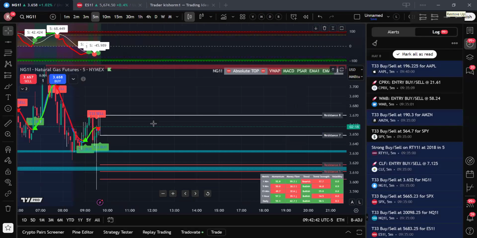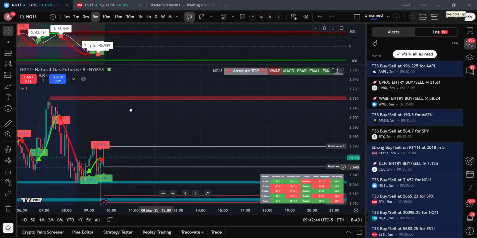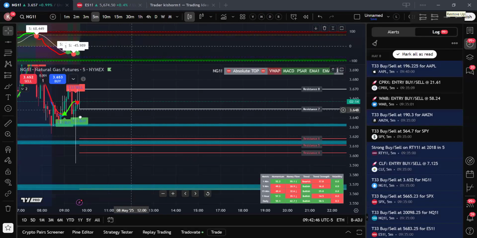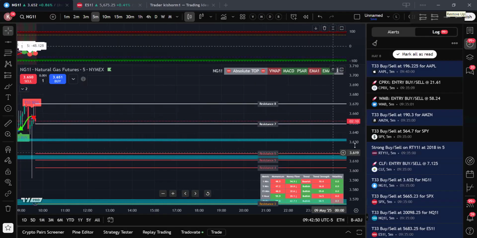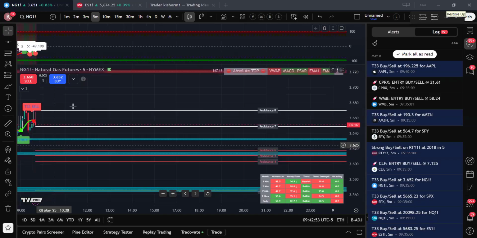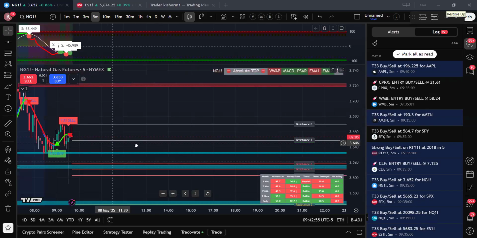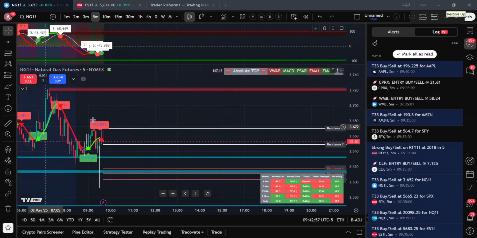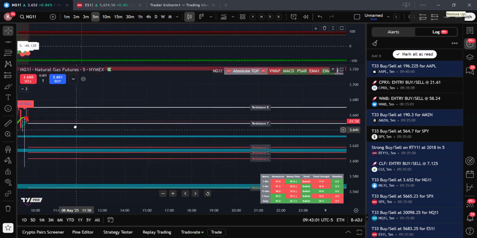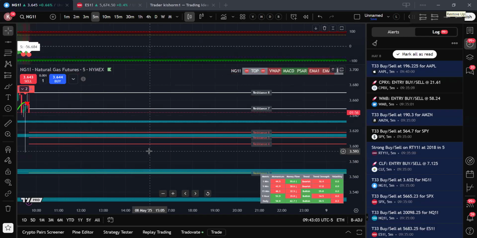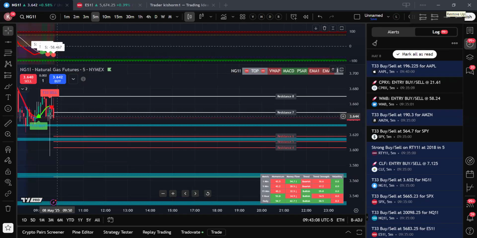So if you see, natural gas went all the way to the top now. It started and it moved all the way to resistance 8. So it is little risky because it already moved so much.